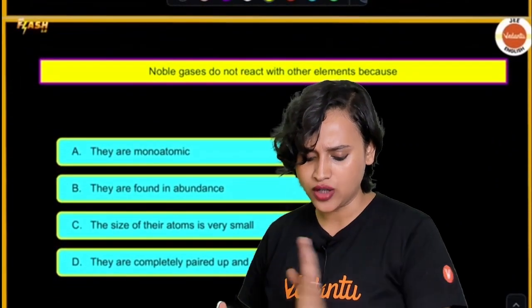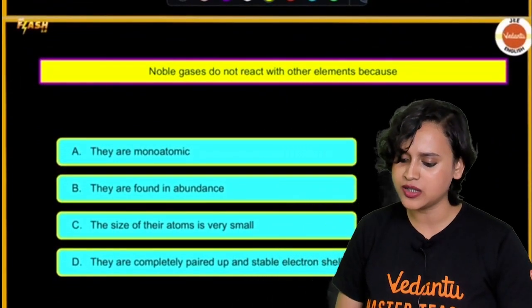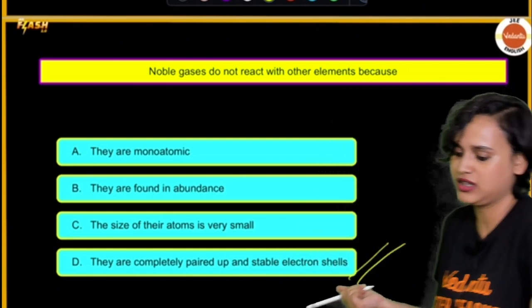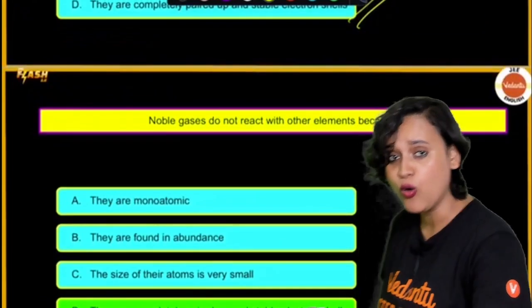One question, let's solve. Noble gases do not react with other elements because they have completely paired up and stable electron shells. That is going to be the answer. Oh, we are already done.